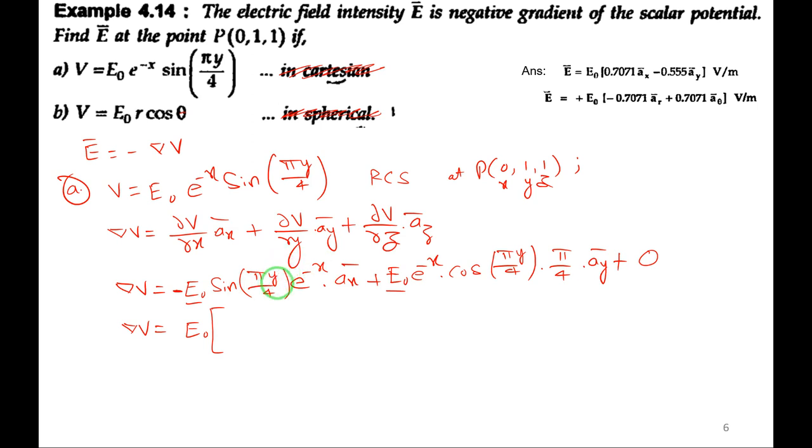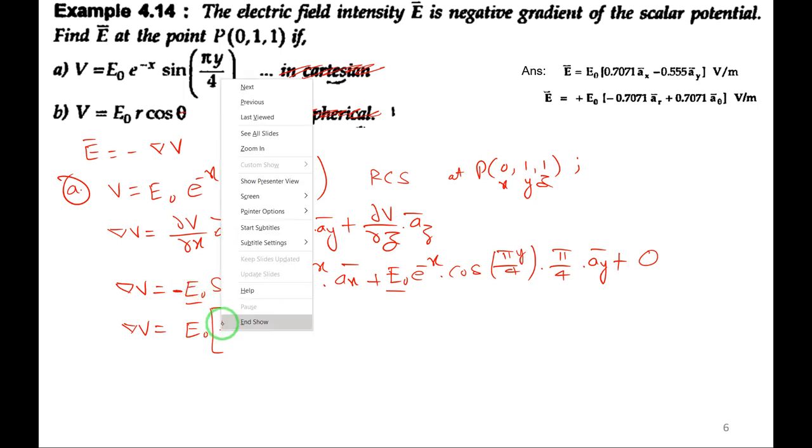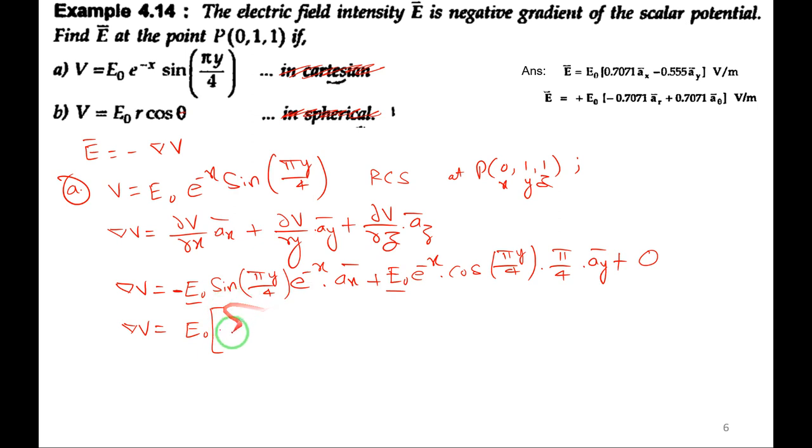My calculator is in degree mode, so instead of pi I will take 180 degrees. y is 1, so sine of 180 divided by 4. I am getting 0.707, and this minus sign I have to take into consideration. So minus 0.707. The e to the power of minus x is 1, so leave it, and write it with ax.